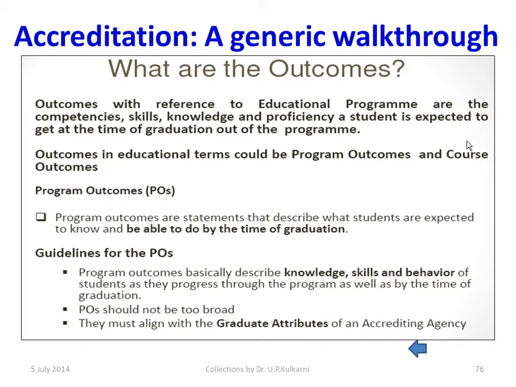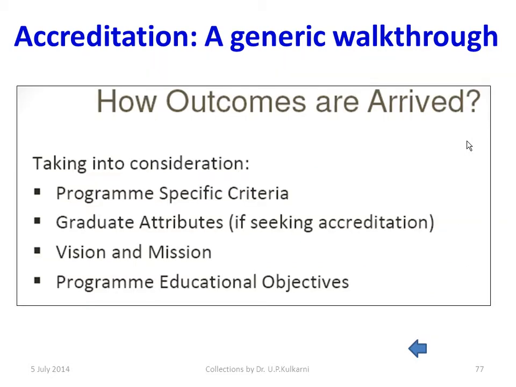What are the outcomes? The outcomes are like competency, skill, knowledge, and proficiency a student is expected to get at the time of graduation out of the program. This is the most important thing. How are outcomes arrived at? Taking into consideration program specific criteria, graduate attributes, vision and mission, and program educational objectives.